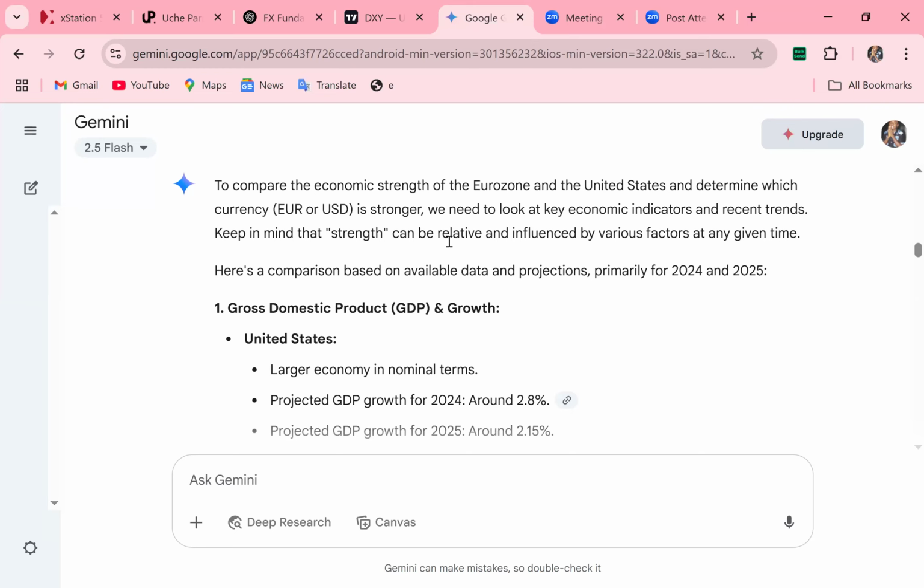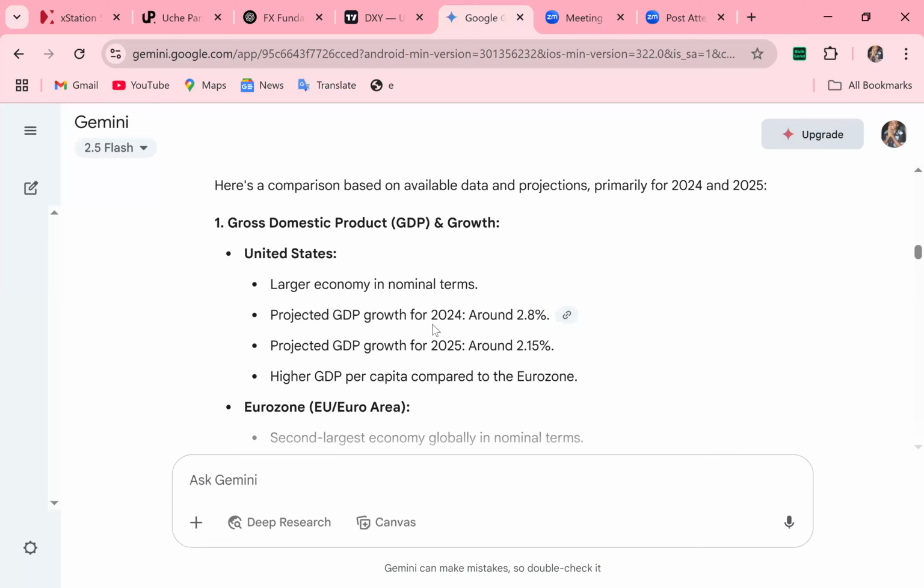Now, with this, AI, give me a comparison. For example, this is the current trend now. The United States GDP growth as of the last record was 2.8%. Then the projected GDP for this year is 2.15%. Is this year high or low compared to last year? It's low.